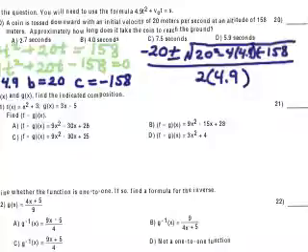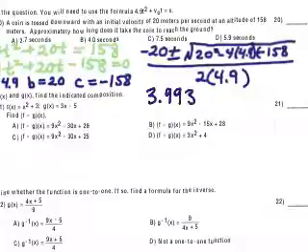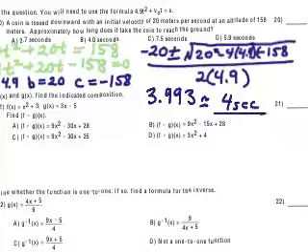And then you divide by 2 times 4.9, and you'll get 3.993, I think. And that is very close to 4 seconds, right? So we'll round it to 4 seconds. And that's how long it takes.